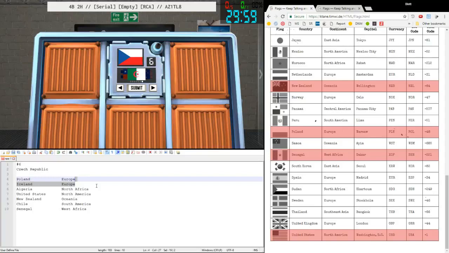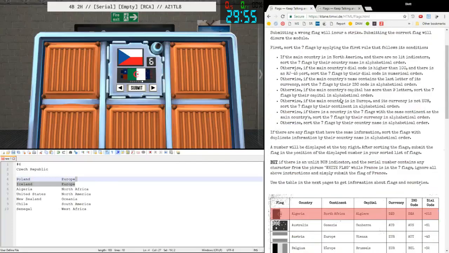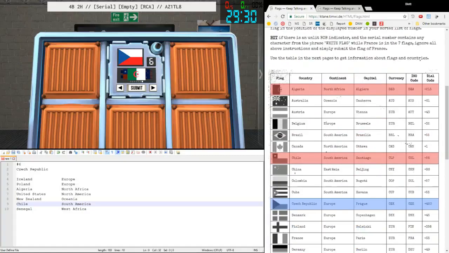Now, these two, not that it particularly matters in this case, we can see Chile's going to be the answer, but these two, how do I know which of these comes first? They're both Europe. Well, right below this set of rules, we have this very important secondary rule. If there are any flags that have the same information, sort the flags with duplicate information based on their country name alphabetically, which will always be unique. So, we're going to sort them like so. Iceland comes first alphabetically. So it's Iceland, then Poland, Algeria, U.S., New Zealand, Chile, which is our answer, and Senegal. So we want to tell them, hey, it's Chile. It's the one you had trouble with, the star in the corner.